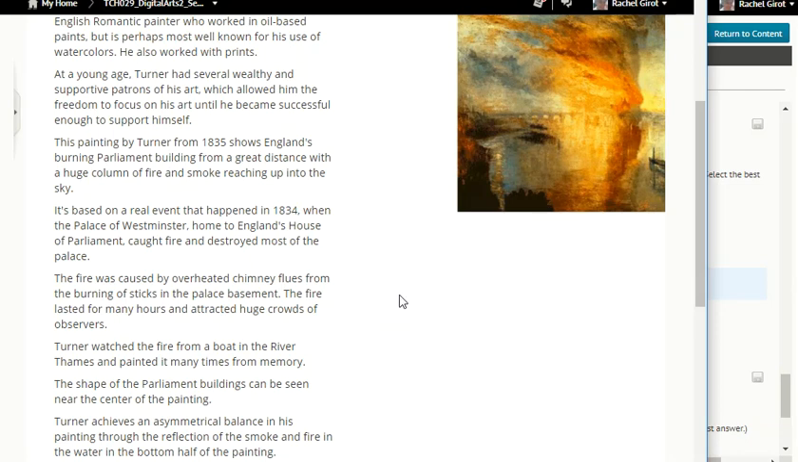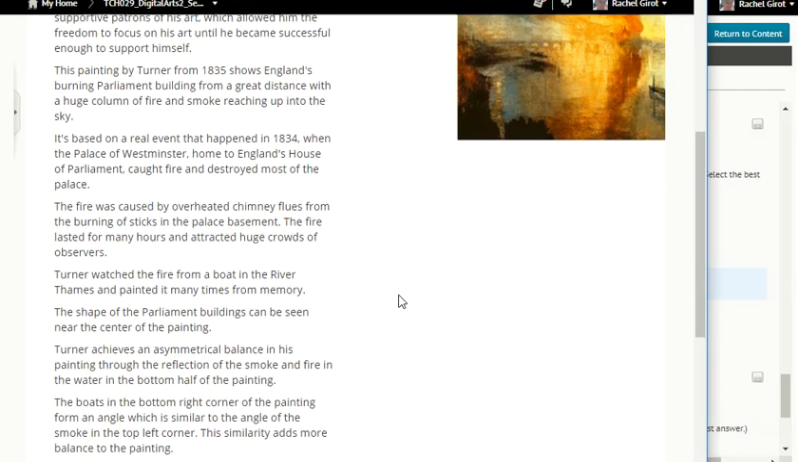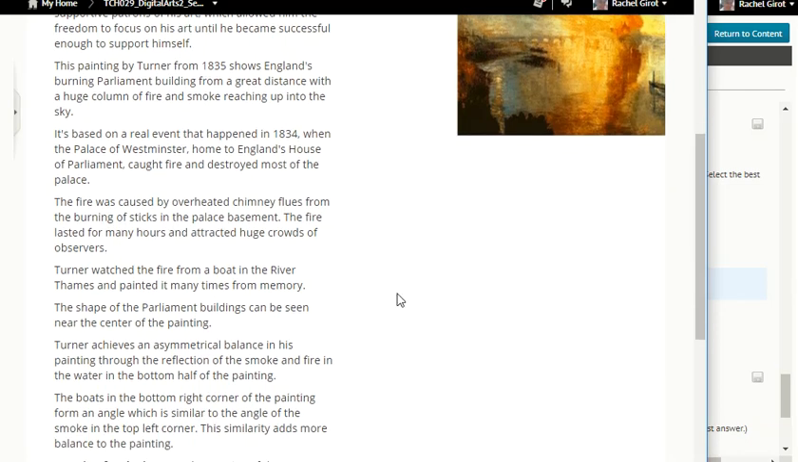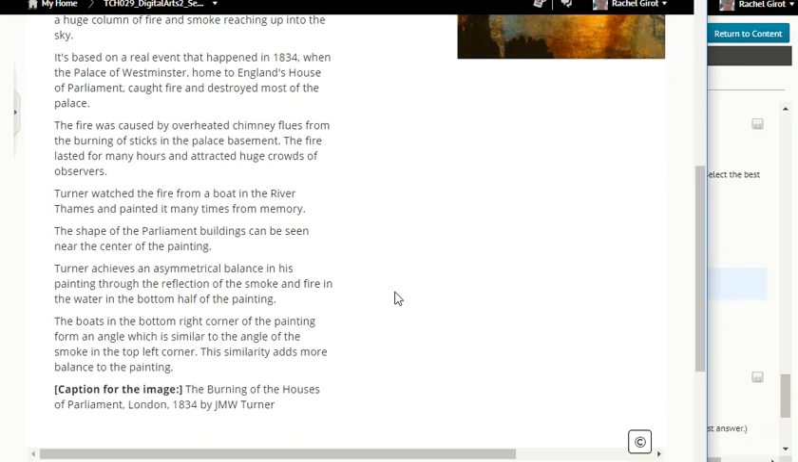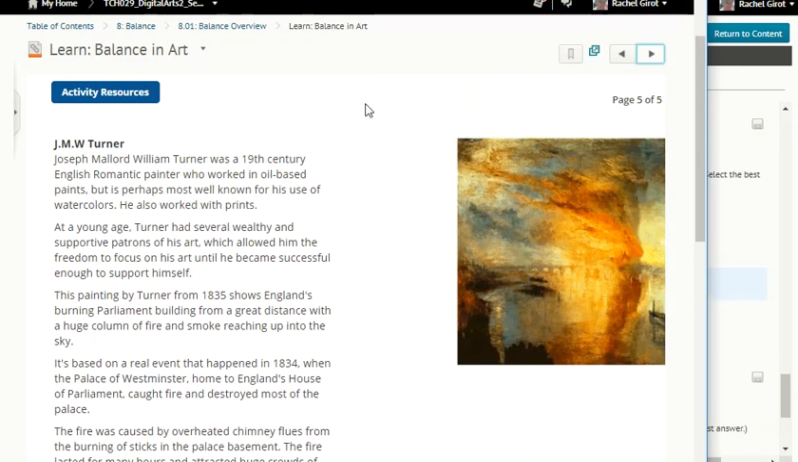The shape of the Parliament buildings can be seen near the center of the painting. Turner achieves an asymmetrical balance in his painting through the reflection of the smoke and fire in the water in the bottom half of the painting. The boats in the bottom right corner of the painting form an angle which is similar to the angle of the smoke in the top left corner. This similarity adds more balance to the painting. Beautiful.